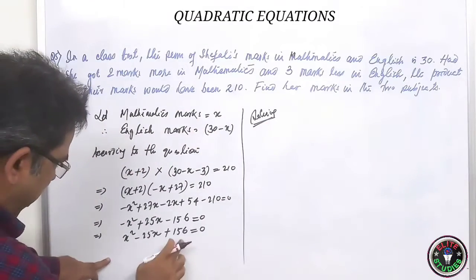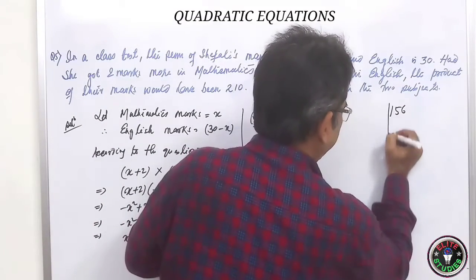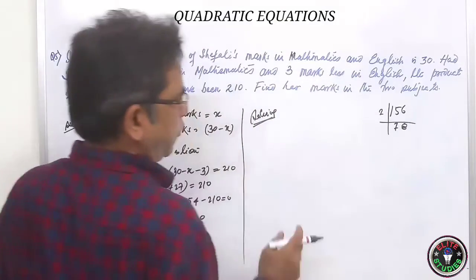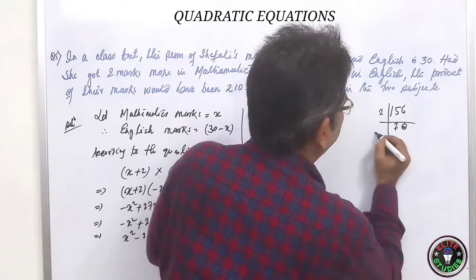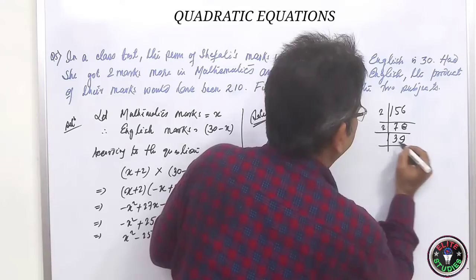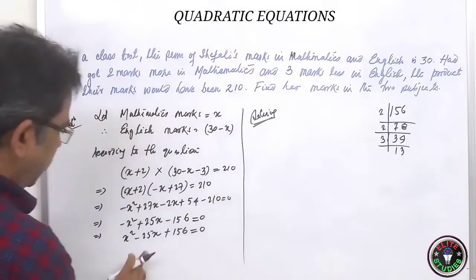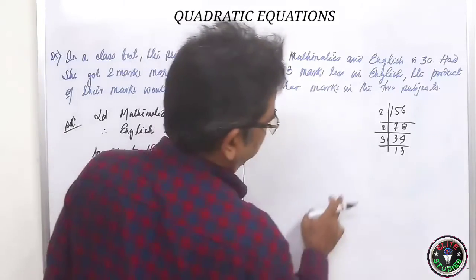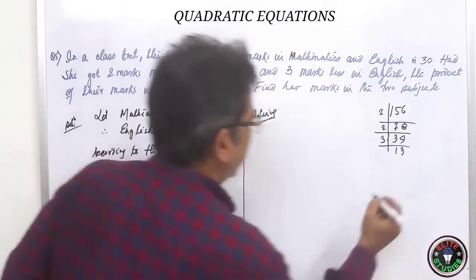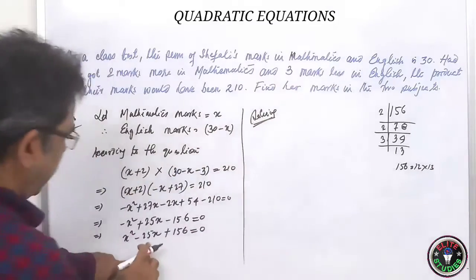Now 156. Let us factorise it. 2 7 ja, 2 8 ja, then 2 3 ja 6, 2 9 ja, and 3 1 ja 3, 3 3 ja prime. So now how to do? You have to get 25. 3 2 ja 6, 2 6 ja 12, 12 and 13. So 156 is equal to 12 into 13, and 12 plus 13 is 25.